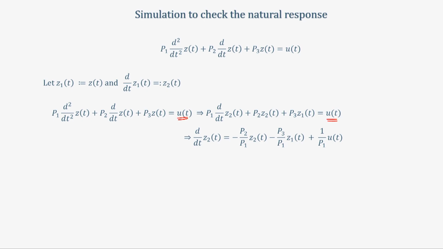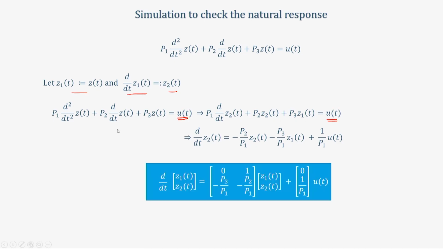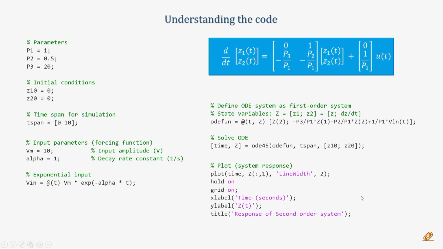We are just going ahead with substituting d/dt of z1 equal to z2 and z1 equal to z, or z equal to z1. So, this is the differential equation we get. Now, this is the new additional part that you are getting. Initially when we found the natural response, u(t) was 0, so this part was no longer present. So, let us try to simulate this system like we did for the natural response case.